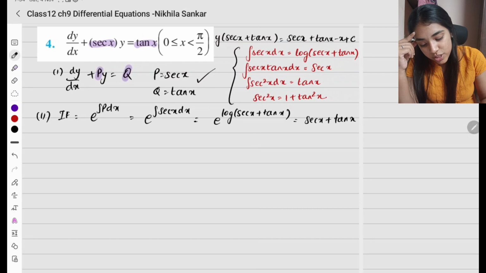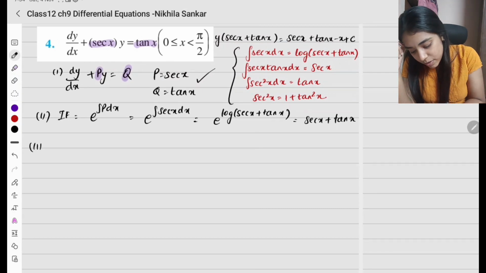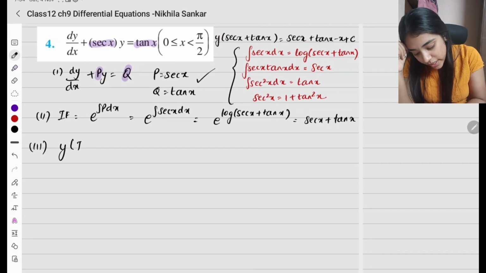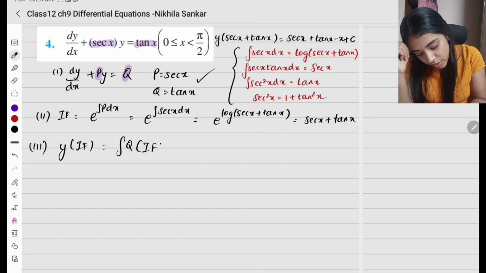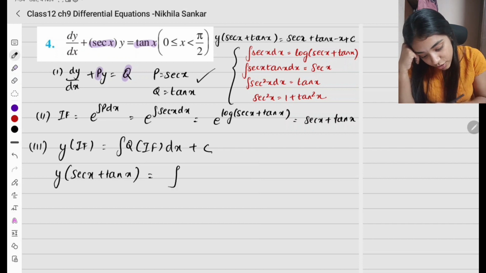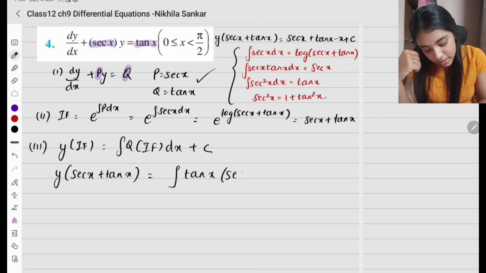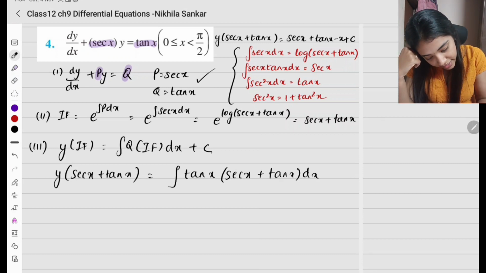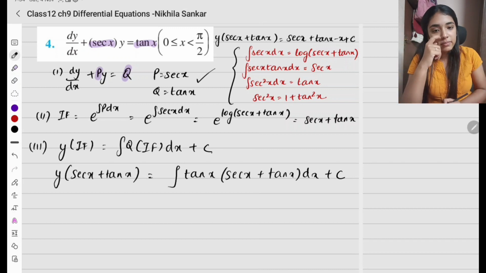இப்போ integration factor கண்டுபிடிச்சாச்சா? Now what is my next step? To find the general equation. y times integration factor equals integration q times integration factor times dx plus c. Okay, so solve பண்ணா, y into secant x plus tan x equals integration of q, enna, tan x times secant x plus tan x times dx plus c.